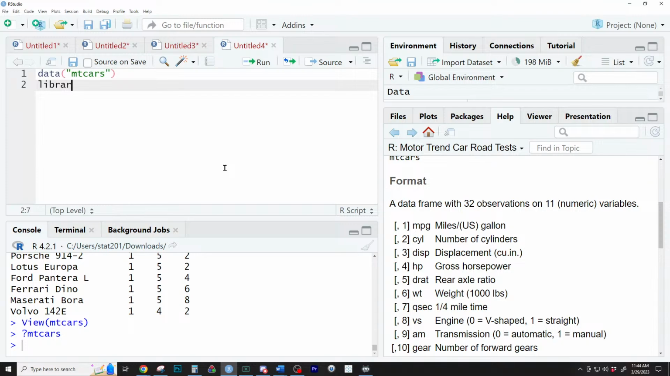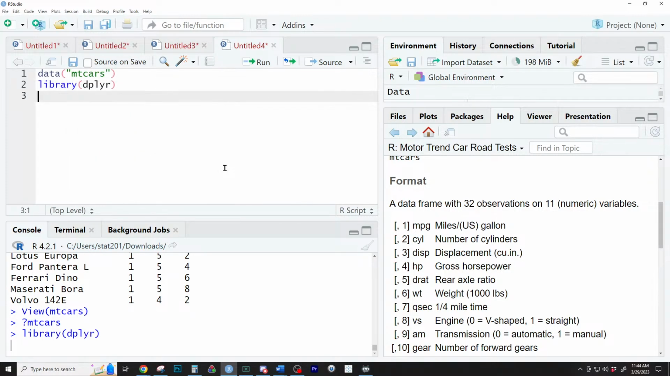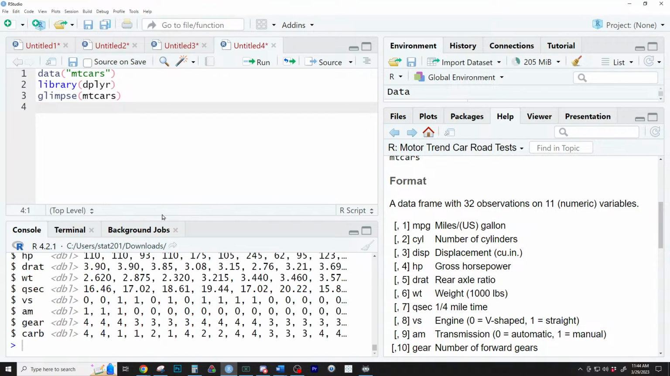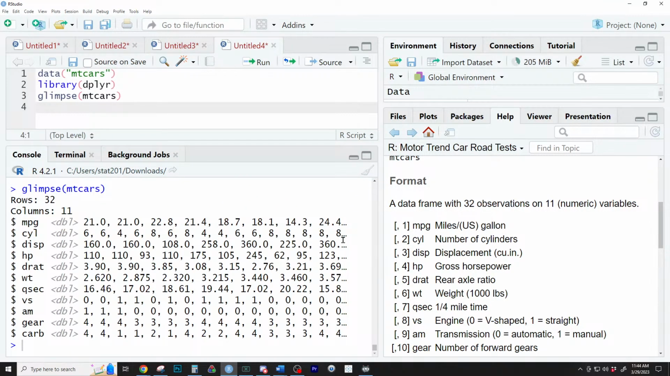We can also load in a library. I do suggest using things like glimpse. Glimpse right here is going to give us a glimpse of the data set, and it populates to the screen. So you can kind of see what's going on with the data set right there.